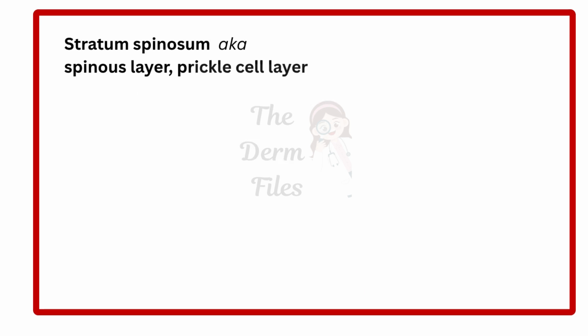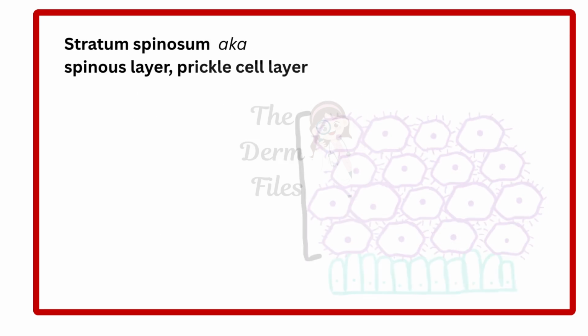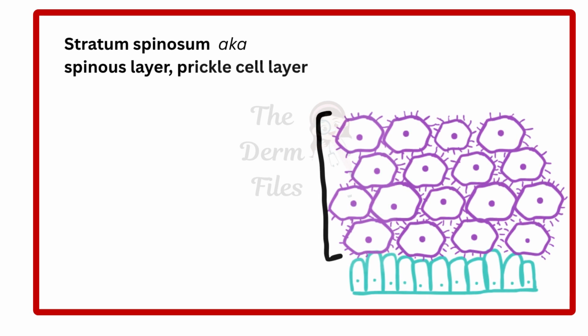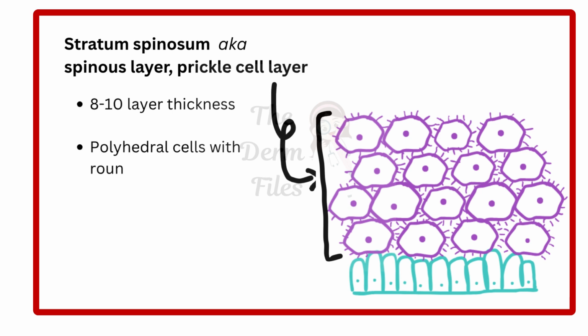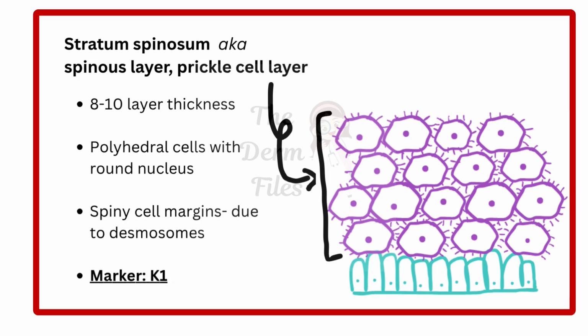Followed by the stratum spinosum, also called the spinous layer or prickle cell layer. The spiny cell margin gives rise to the name of prickle cell layer due to desmosomes. This layer is 8 to 10 cell layers in thickness and is composed of polyhedral cells with a round nucleus. These cells have limited cell division. They express keratin 1 and 10.